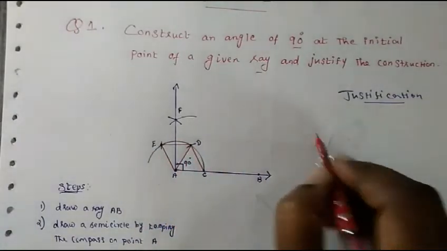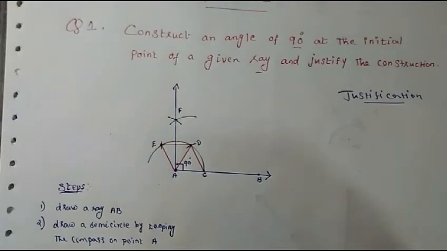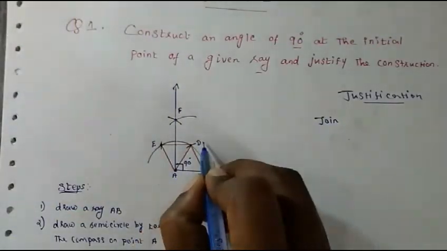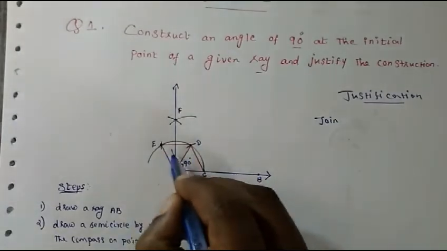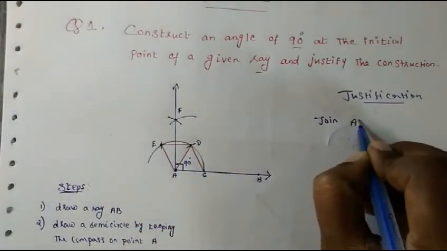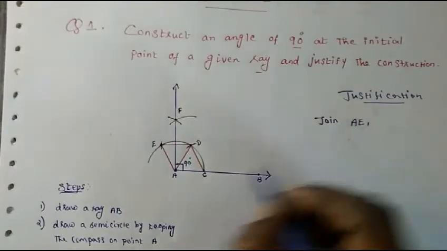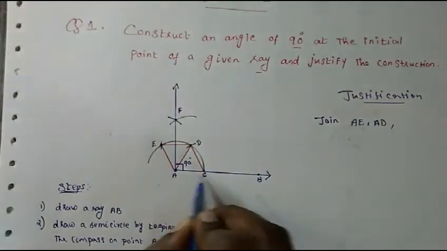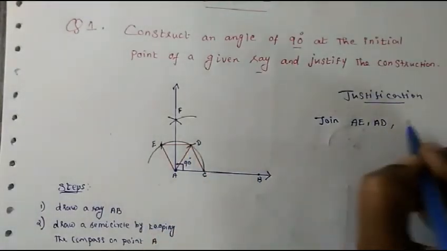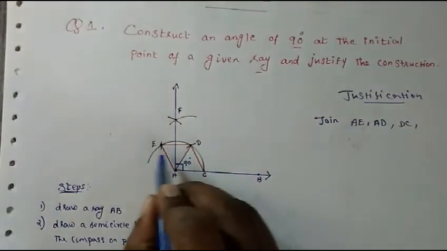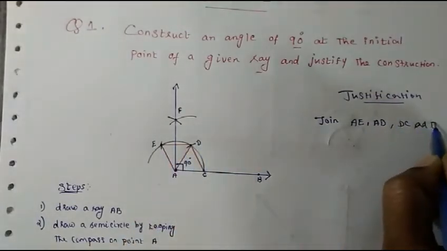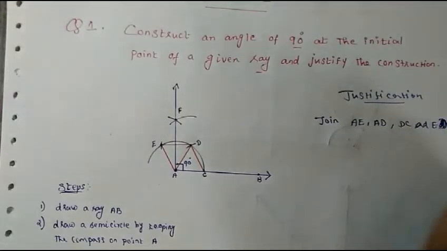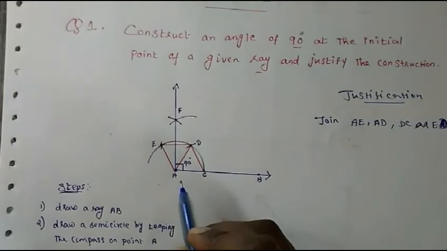Now we can write down here what are the things we joined: AD, AC, DC, AE, ED, all these. Okay, so AE, AD, AC, DC, then ED, capital names we have given, right? ED. Okay, so all these we have joined.